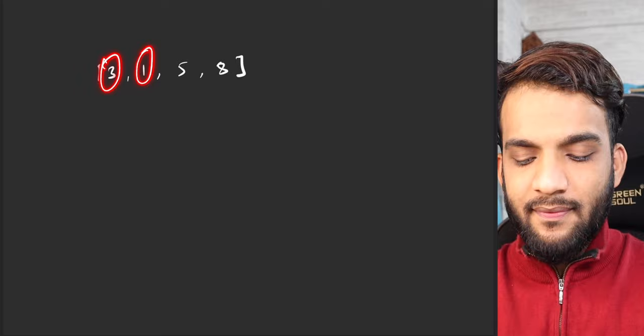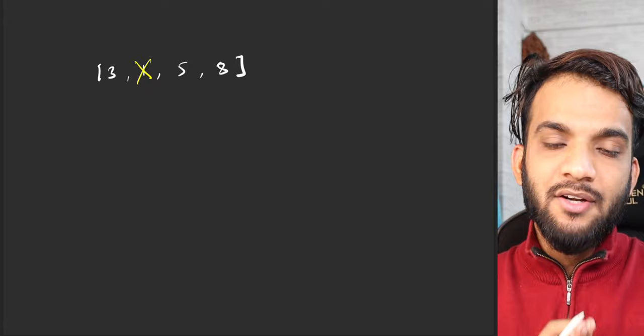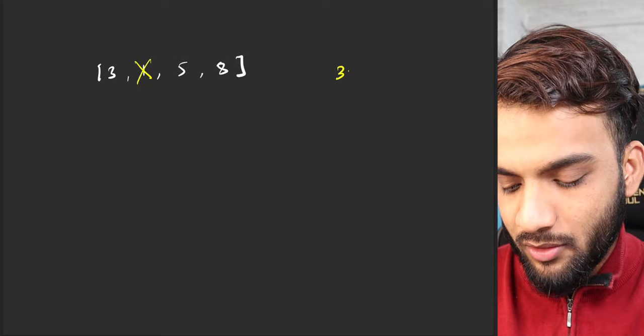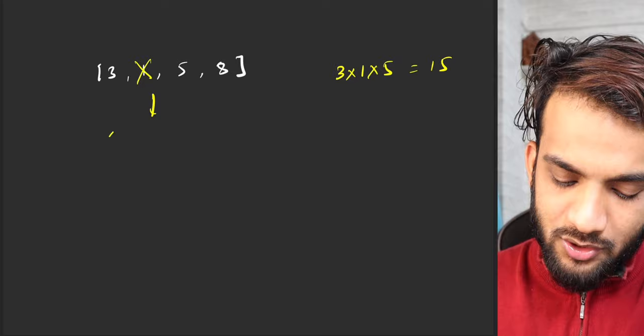What if I say, at first, let's try bursting out 1. So if I try bursting out 1, it will be giving me 3 on the left, 1 himself and 5 on the right, which is a summation of 15. Right after this, we will have 3, 5, 8, right?